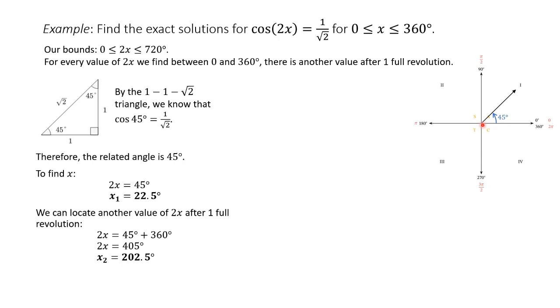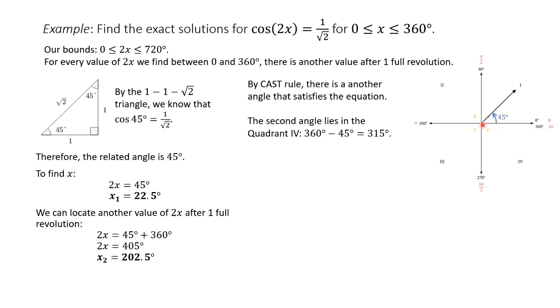Okay? But we know that by the CAST rule, there is another angle that satisfies this equation, such that cos is positive 1 over square root 2. The second angle lies in quadrant 4 and is given by 360 minus the related angle, which is 315 degrees. So if we draw 315 degrees, we see that we end up in the fourth quadrant with a related angle of 45 degrees. We see that we can solve for x. That gives us 2x equals 315 degrees. Divide by 2 on each side, and we'll get 157.5 degrees.